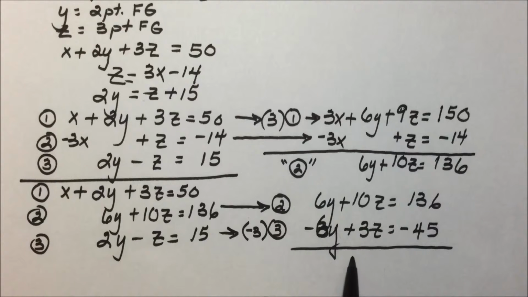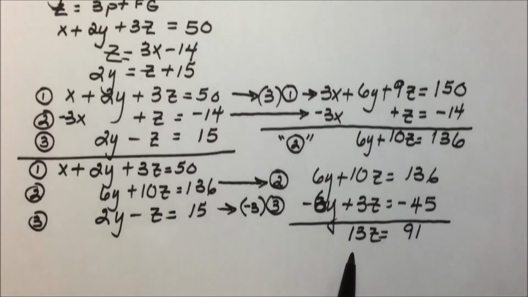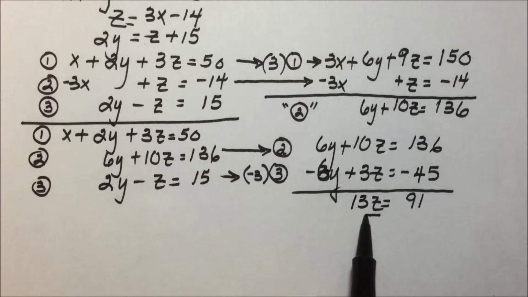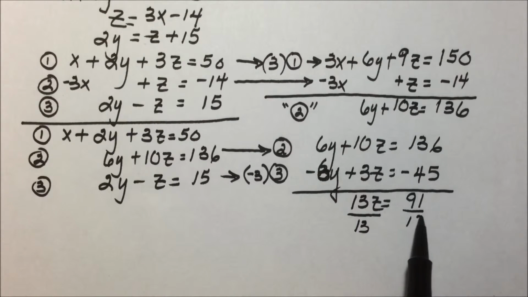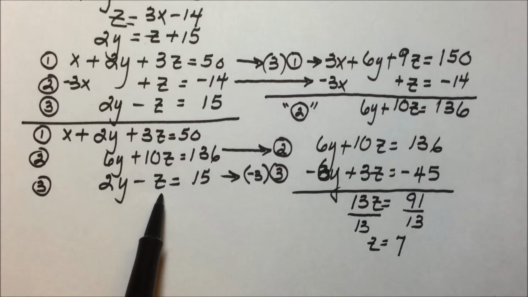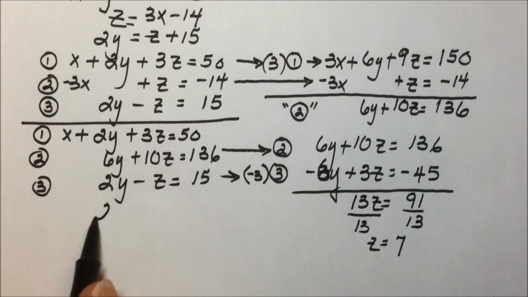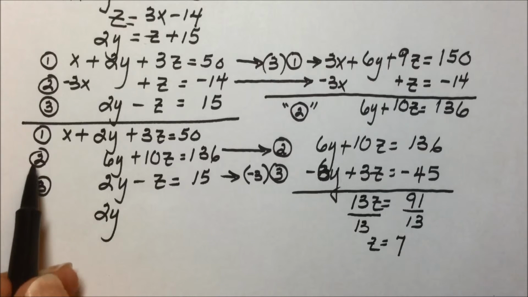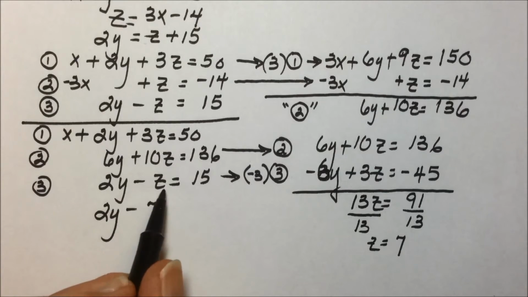We're now ready to add the two equations together. The y's are gone as planned. Adding, we end up with a 13z, and 136 plus a -45 leaves us with 91. The only thing left now is to solve for z, since we have only one variable in this equation. So we'll divide both sides by 13 and leave us with z is equal to 7. Now we can funnel back through to find the rest of the values. Since we know z, which is our number of 3-point field goals, we can use that fact and plug it into either the third or the second equation. Let's put it right here in the third.